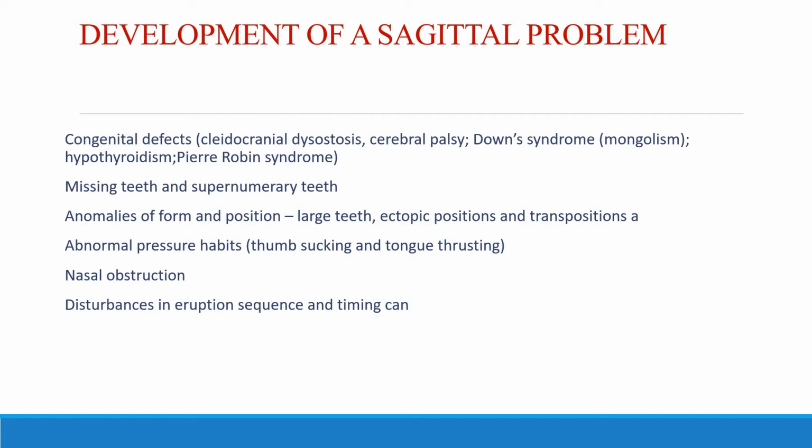Disturbances in eruption sequence and timing can often result in occlusal interference leading to pseudo-class 3 malocclusion. Certain other factors, like extracted or missing teeth and their non-replacement, result in drifting of adjacent teeth, thereby developing a dental sagittal discrepancy.